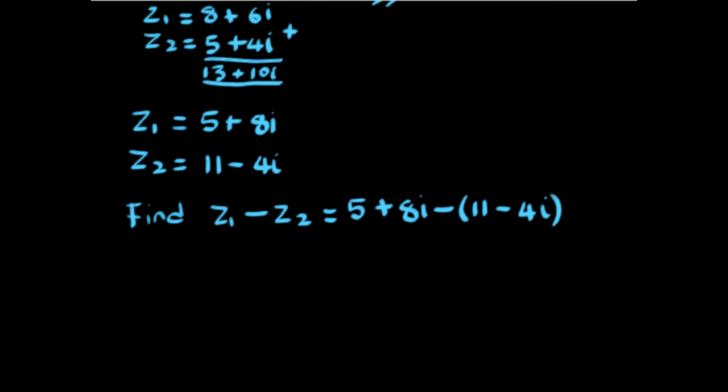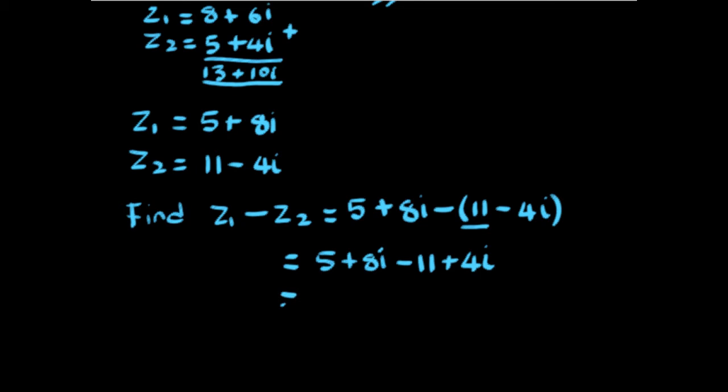It's very important to include the brackets. Why is it important? Because of the negative sign. This negative sign would affect everything within the bracket. If you don't include the bracket, it would seem as though it would be affecting only this 11. So we have this will be equal to 5 plus 8i. Now using this negative sign to open this bracket, minus times 11 gives us minus 11, and minus times minus 4i gives us plus 4i. This is what we have in that case.